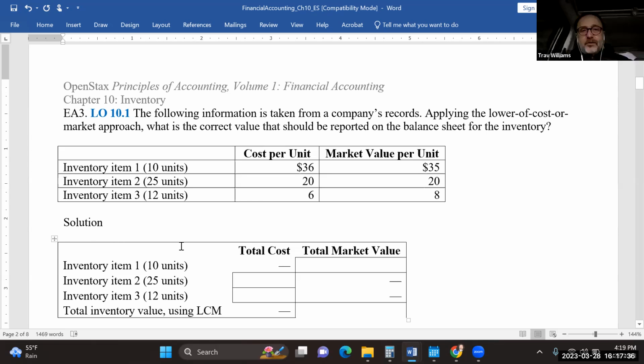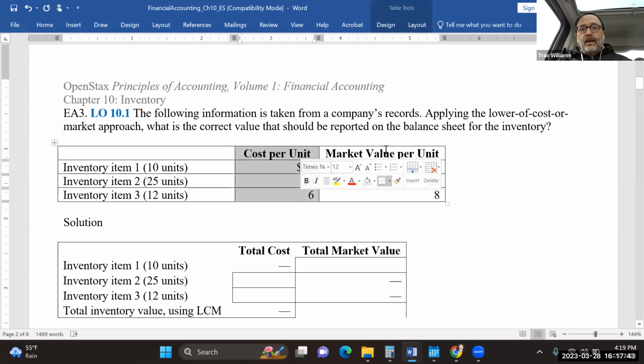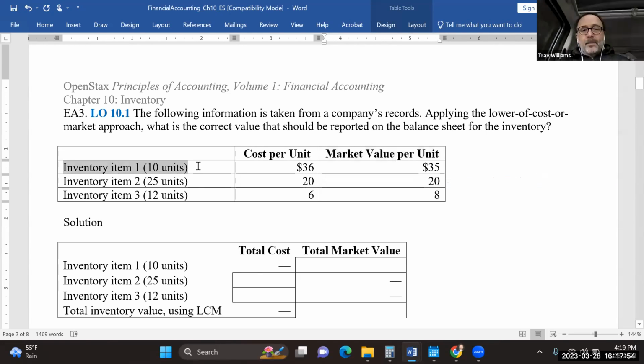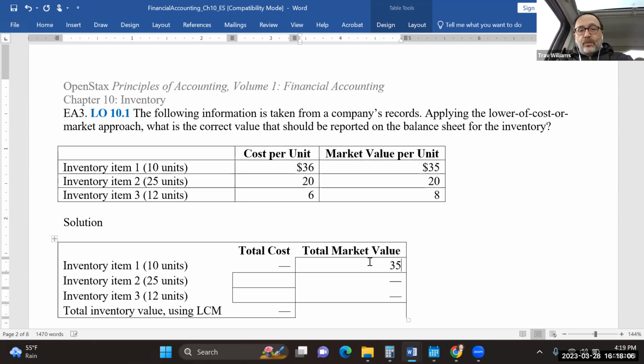So this exercise is actually pretty easy. What we see is the cost that the company pays, and here we see the market value. Okay, and we have to look at each situation and see which is less. For the first item, item 1, the market value is lower. So we're going to use the market value of $35, multiply it by the 10 units that were purchased, and that's $350.